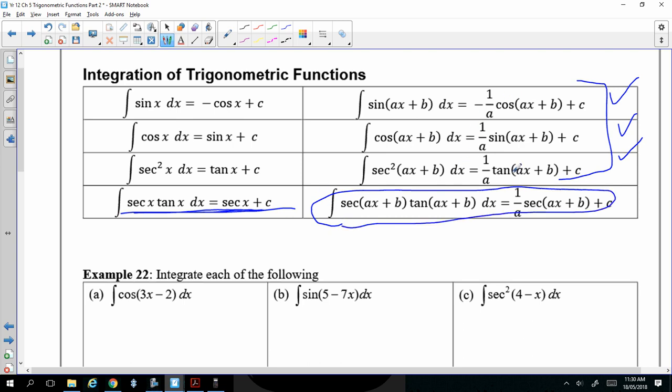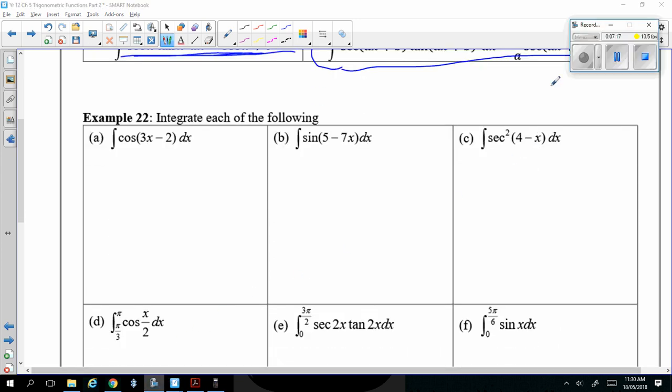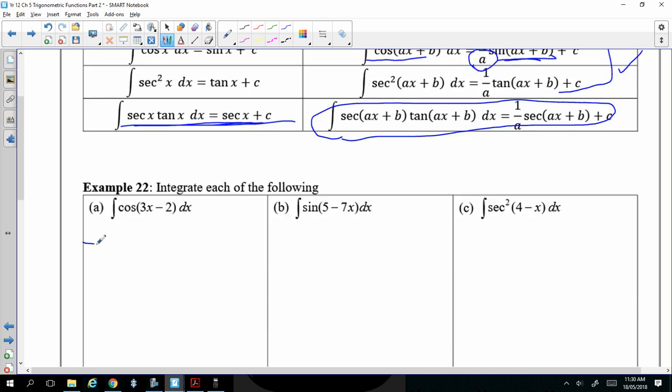Let's look at the first question. Look at the reference sheet. The integral of cos is positive sine, and you divide by a. So in this case, you write sine of 3x minus 2, but you divide by the number in front of x, which is 1/3, plus c.